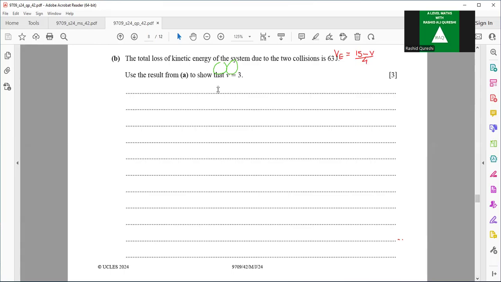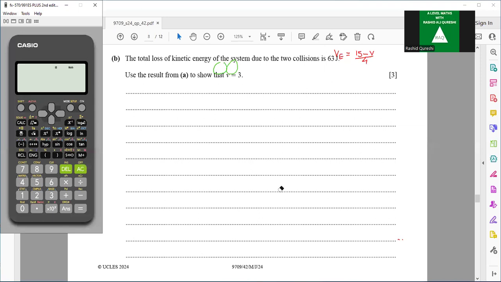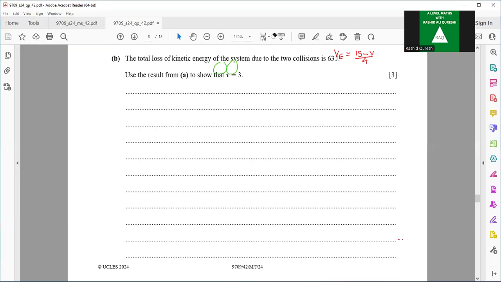According to this question, where is my calculator? That's my calculator. So I have to solve this question over here. I will make it clear.